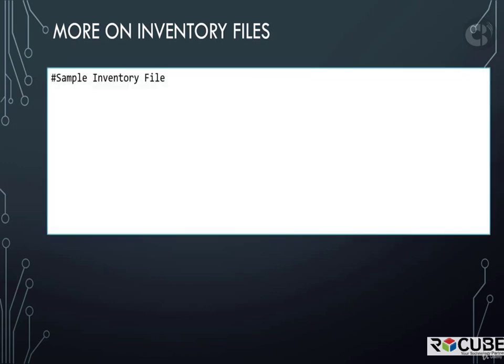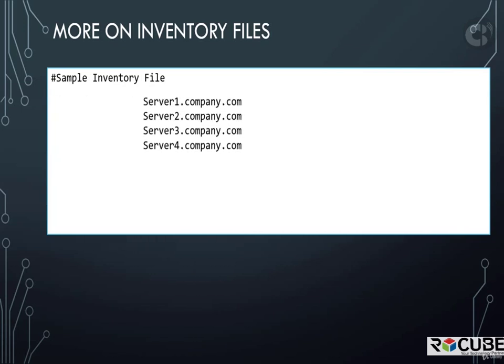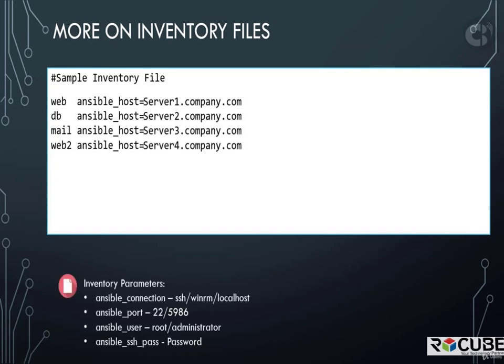Let's take a deeper look into inventory files. For example, I have a list of servers named from 1 to 4. However, I would like to refer to these servers in Ansible using an alias, such as web server or database server. I could do this by adding an alias for each server at the beginning of the line and assigning the address of the server to the ansible_host parameter. ansible_host is an inventory parameter used to specify the FQDN or IP address of a server. There are other inventory parameters too.